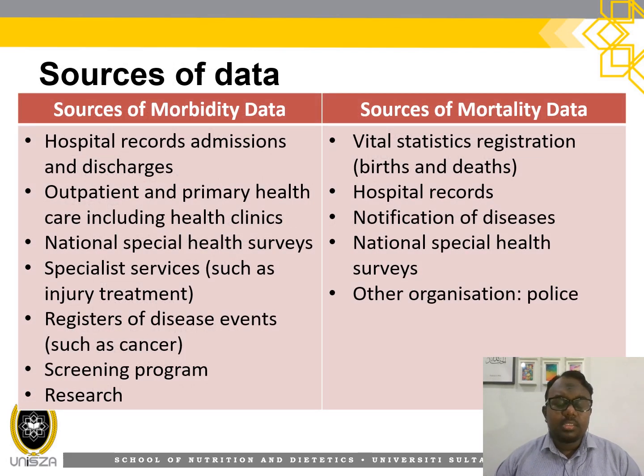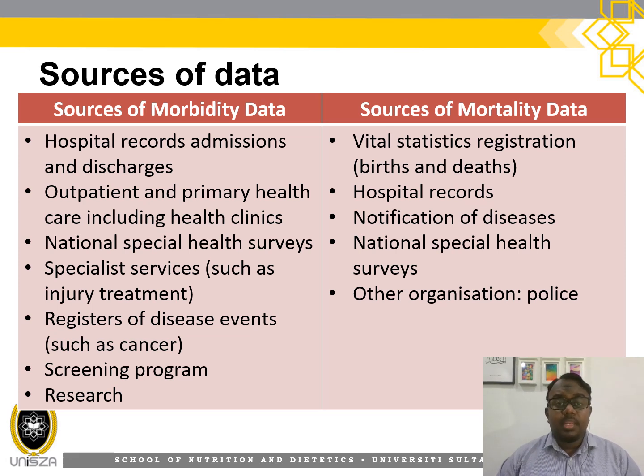So we mentioned just now there are two types of measures, which is morbidity and mortality. So where do we get this data from? So sources of mortality data are from vital statistic registration, hospital records, notification of diseases, national specific health surveys, and other organizations like police, and so on.